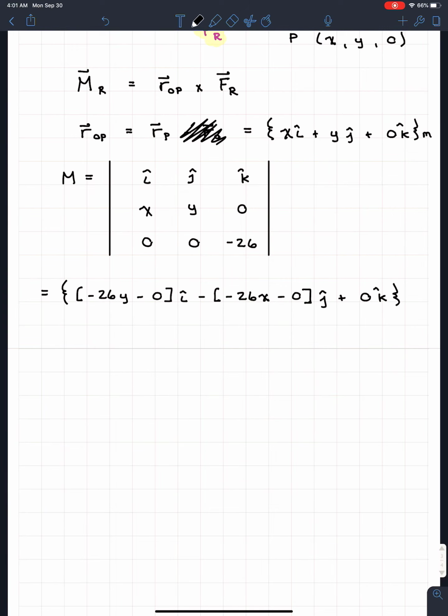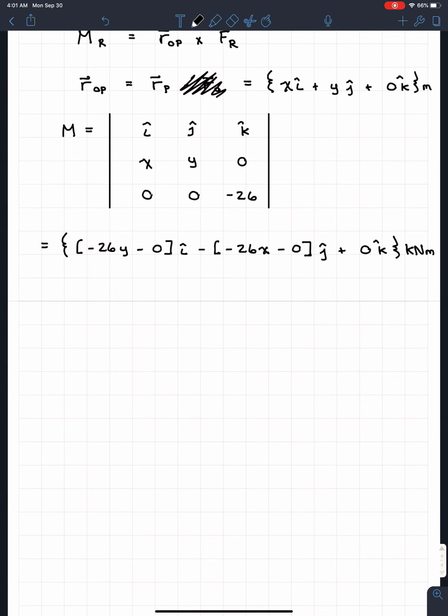And the bracket, and this is going to have units of kilonewton meters. So from here, we can take it a step further and write down what the moment vector is in a nicer way than this. So we know it's going to be negative 26y in the i direction, plus 26x in the j direction, plus 0k. So now we have a moment vector in terms of x and y.